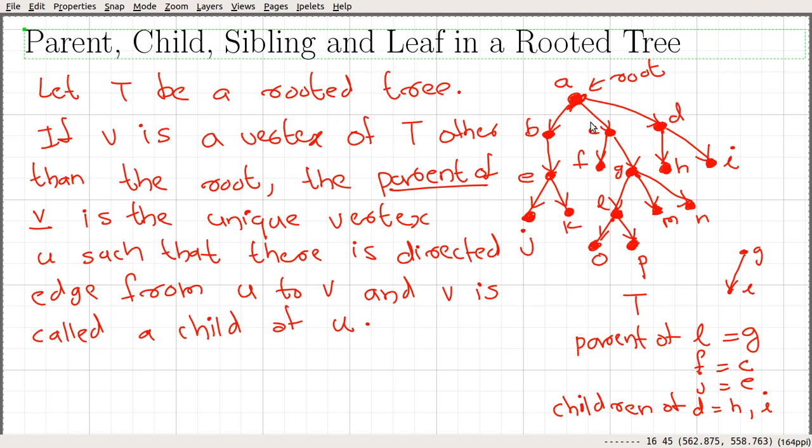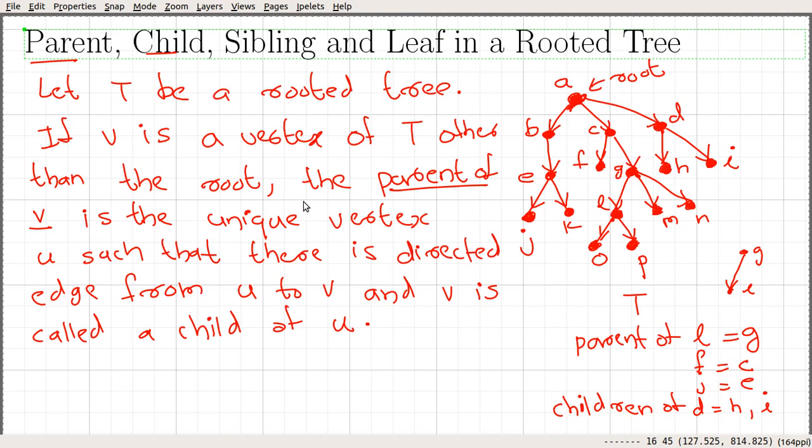Anyway, the parent of a particular node will be unique in a rooted tree. The parent of V is the unique vertex U such that there is a directed edge from U to V, and V is called a child of U. This is how we define parent and child of a particular vertex in a tree.